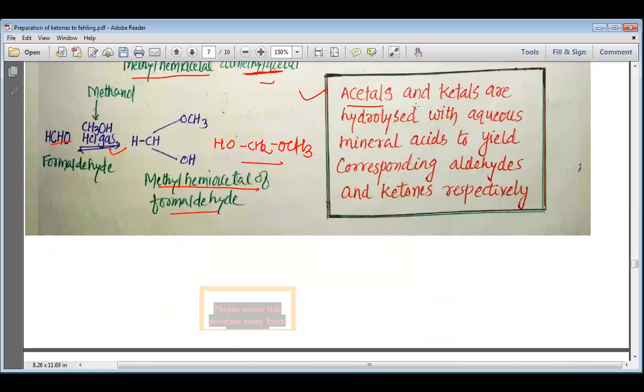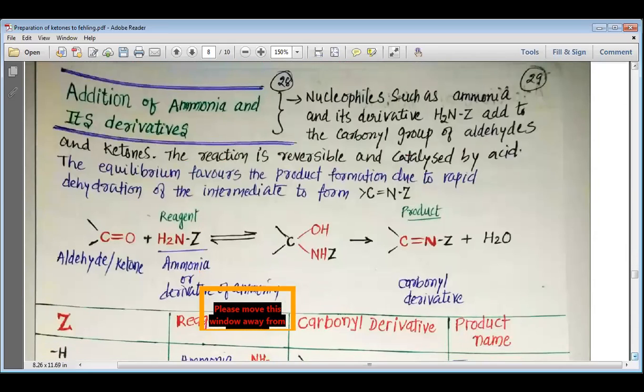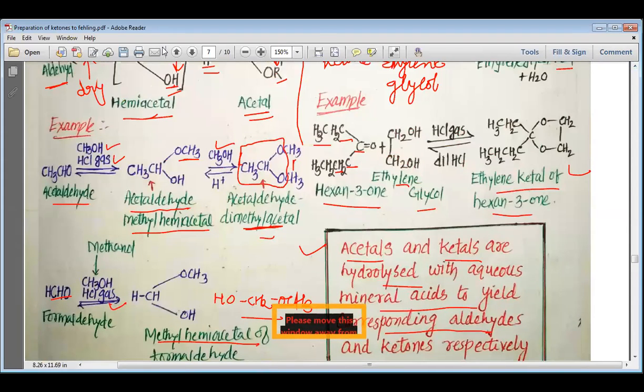Please note this: acetals and ketals are hydrolyzed with aqueous mineral acid to yield the corresponding aldehydes and ketones. So this acetal or hemiacetal, whatever we have got, if we allow it to react with aqueous mineral acids, we will get the respective aldehyde and ketone back from the acetal, hemiacetal, ketal or ethylene glycol ketal. So this is how, my dear students, we understand the various topics today. In tomorrow's class, we will study the action of ammonia and its derivatives on the carbonyl group of aldehydes and ketones. So that is what we can understand in our next class.